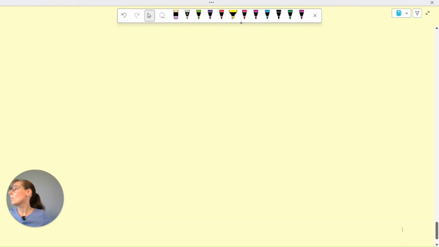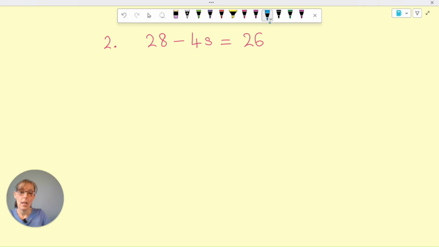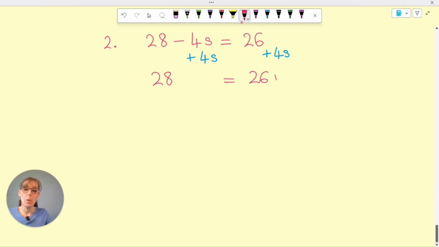Let's do number 2. 28 take away 4s is equal to 26. Okay, yeah, we want a positive variable if at all possible. We could divide by -4 if you're comfortable with that, but let's not go for that at the moment. Let's add 4s to both sides and rewrite it. 28, take away 4s, add 4s is 0, is equal to 26 plus 4s.